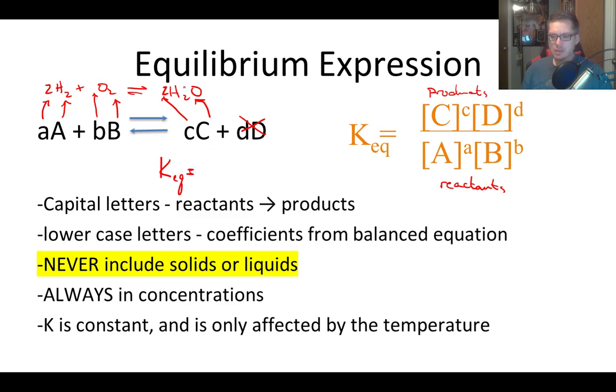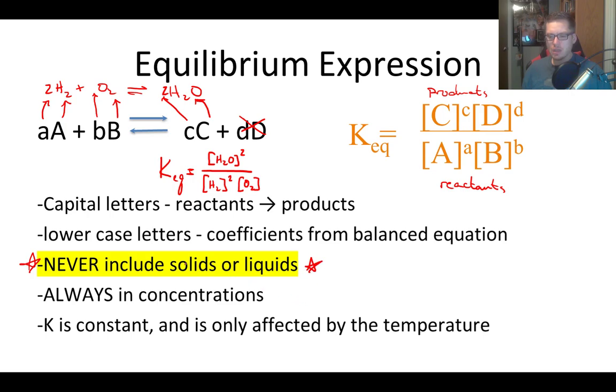Let's look at the reaction we did up here. Our product here was H2O, so we'll do the concentration of H2O, and we're going to square it, because there's a 2 in front of it. Then we put our reactants on the bottom. We only had one product, so only one thing on top, and then we have H2, which we square, and then O2. Simple enough.